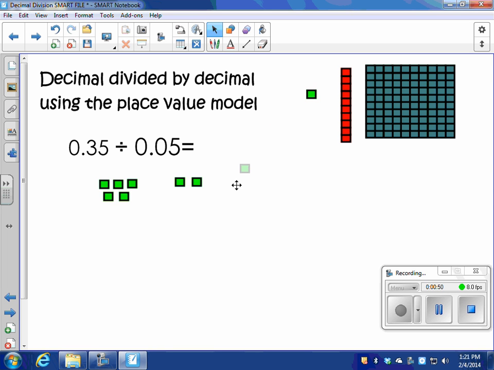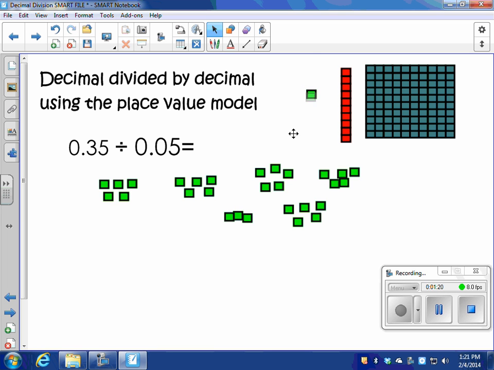6, 7, 8, 9, 10, and so on, up to 33, 34, and 35.